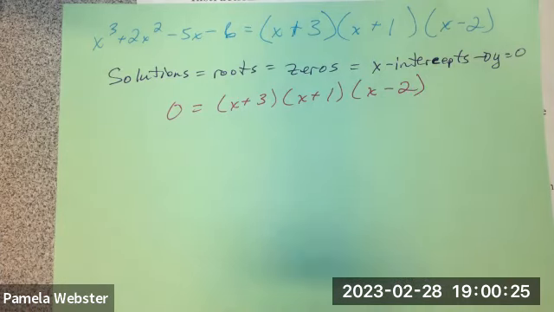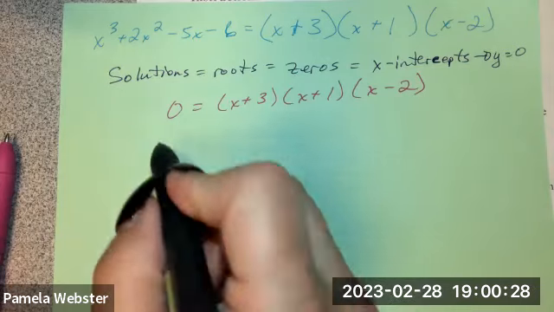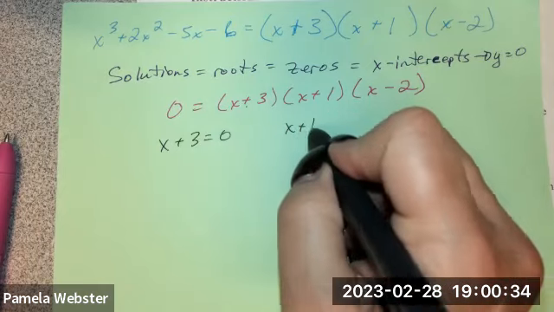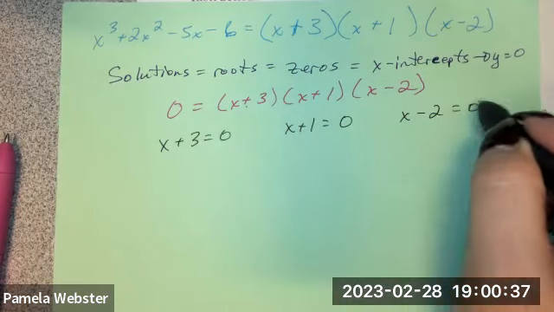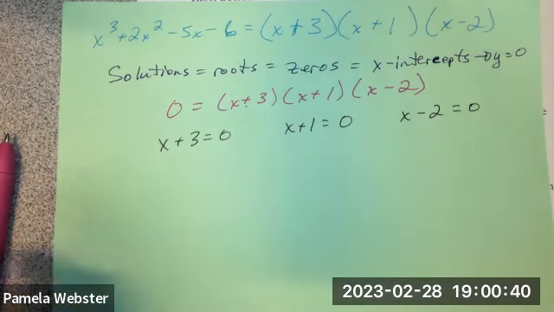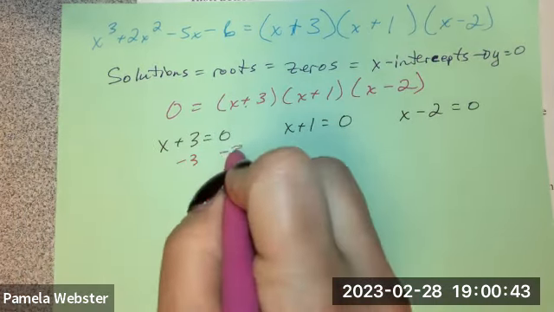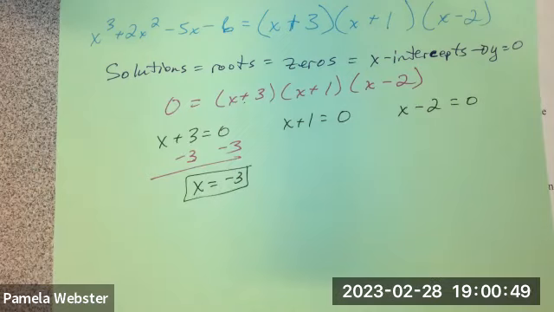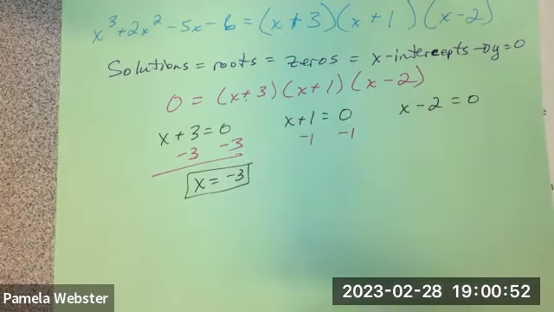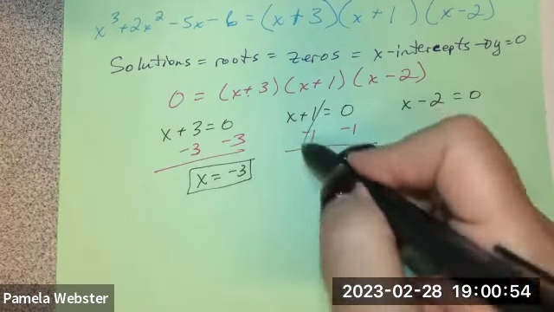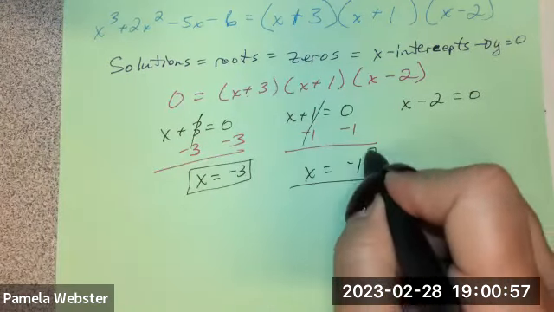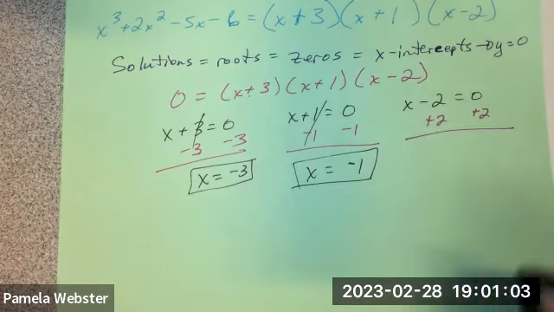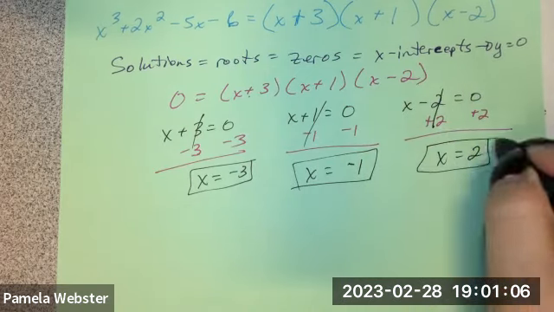And now that I have that, I take each of them. And this part, you guys have been doing since the first day of class, right? So hopefully this is good. x plus 3 equals 0. x plus 1 equals 0. x minus 2 equals 0. Solve this guy. We're going to subtract the 3. x equals negative 3. Solve this guy. I'm going to subtract the 1. x equals negative 1. And solve this guy. I'm going to add the 2. x equals 2. All right.